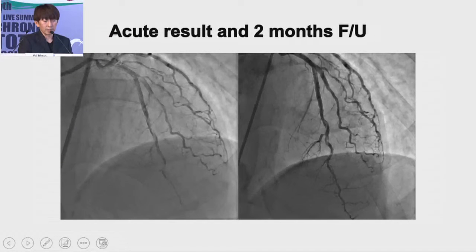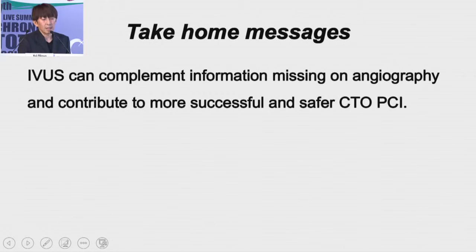This is the final result. In the acute result, I see the main dissection, but 2 months later, I got a successful result. In conclusion, IVUS can complement information missing on angiography and contribute to more successful and safer CTO PCI. Thank you for your attention.